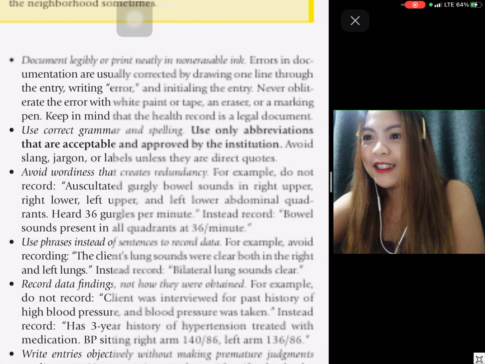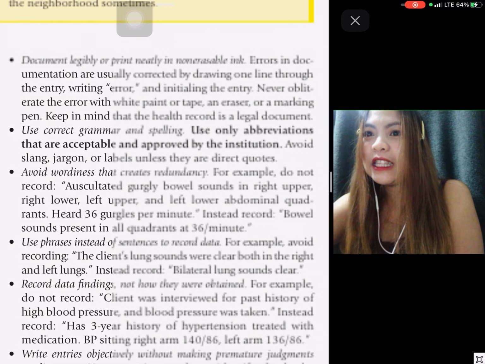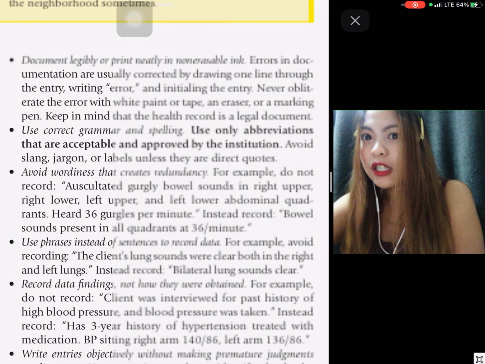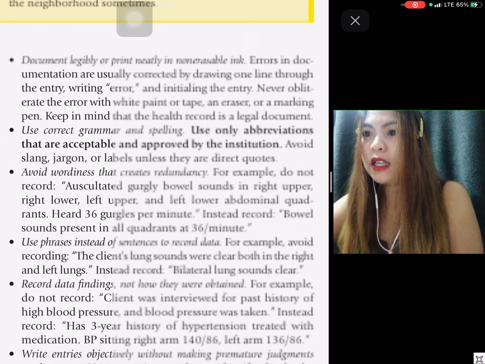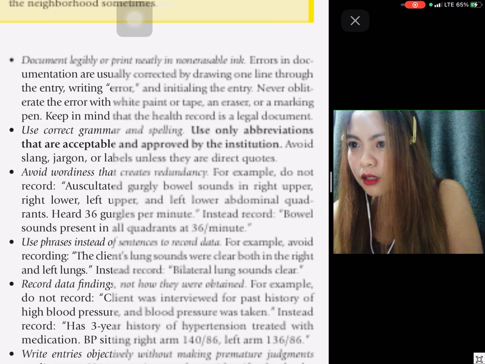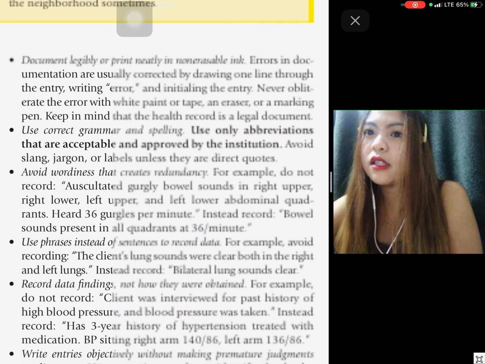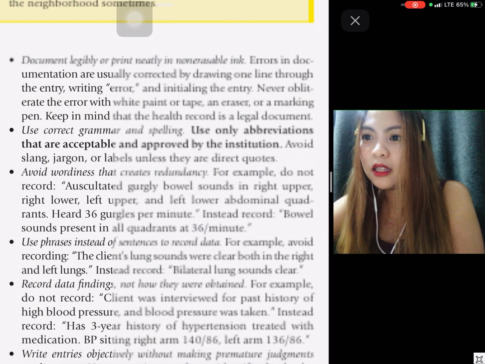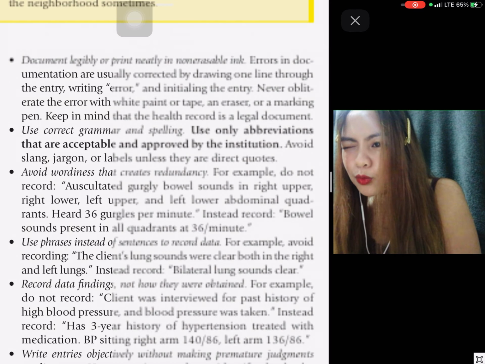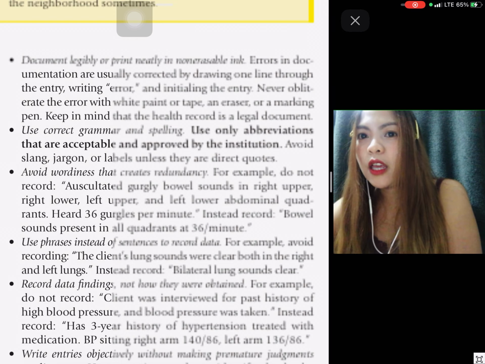So, usually, pag may errors in documentation, we usually correct it by drawing one line, then lalagyan mo ng initials, and then pirma mo. Tapos lagyan mo ng error sa taas. Kasi ibig sabihin, mali yun. Isang line lang. Hindi mo kailangan i-erase. Never obliterate the error with white paint or tape, an eraser, or marking pen. Bawal yun. Keep in mind that the health record is a legal document.